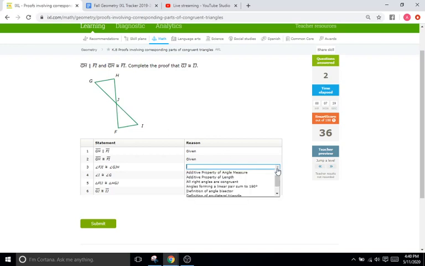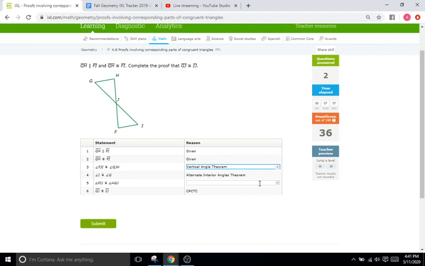So these two angles right here are going to be congruent, and how do we know that? Well, let's look at our reasons here. Additive property of angle measure, no. Additive property of length, no. All right angles, no right angles. Angles forming a linear pair, nothing to do with a linear pair. Nothing to do with angle bisector. Nothing to do with equilateral triangles. Nothing of midpoint. But they are vertical angles, right? And we know that vertical angles are congruent. So therefore, we can say vertical angle theorem for that point.